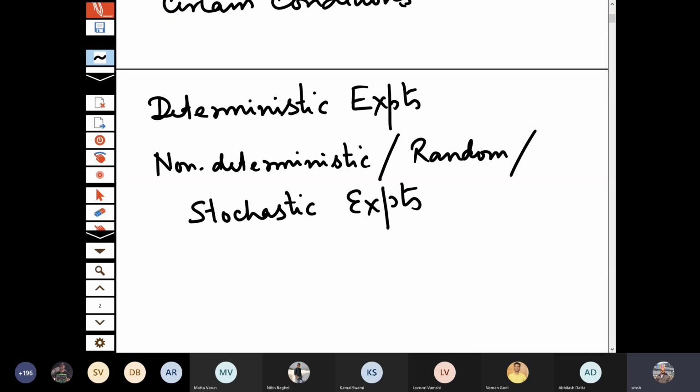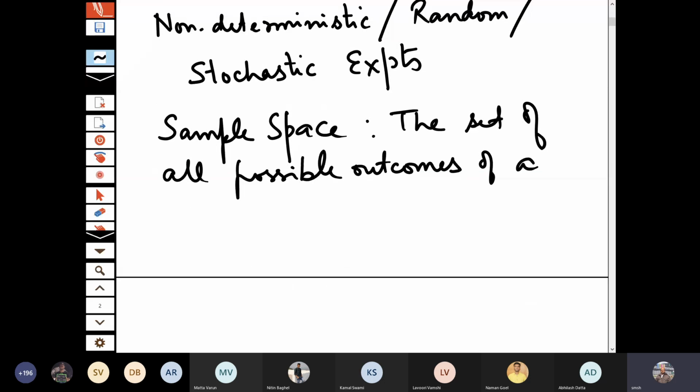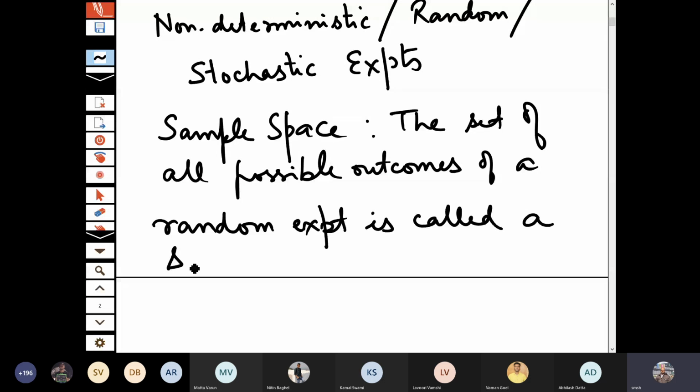So then we discuss random experiments, and when you have a random experiment, we have a sample space. The set of all possible outcomes of a random experiment is called the sample space, and we usually use the notation capital Omega or S, etc. These are the notations that are used for writing down a sample space.